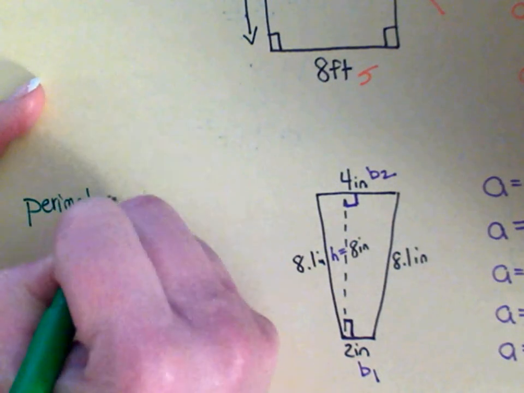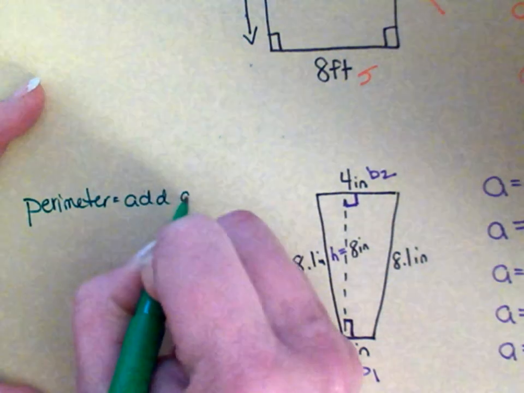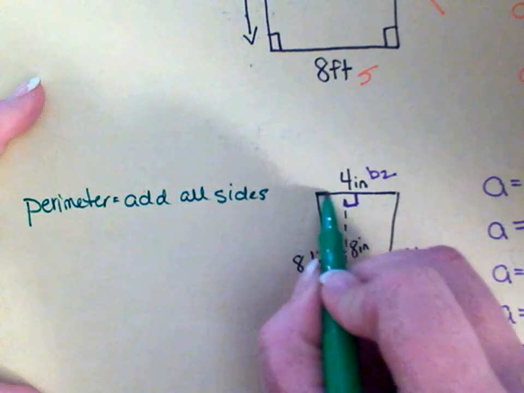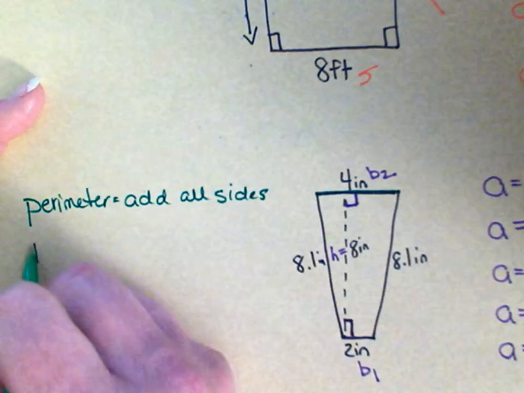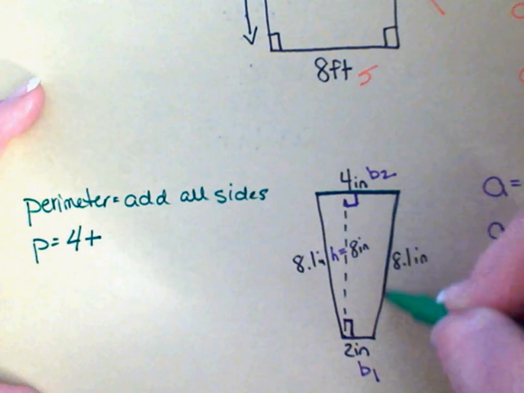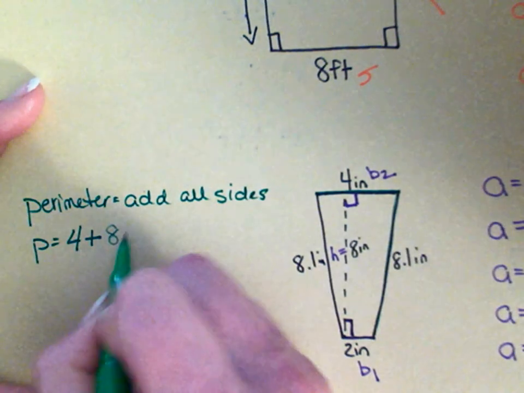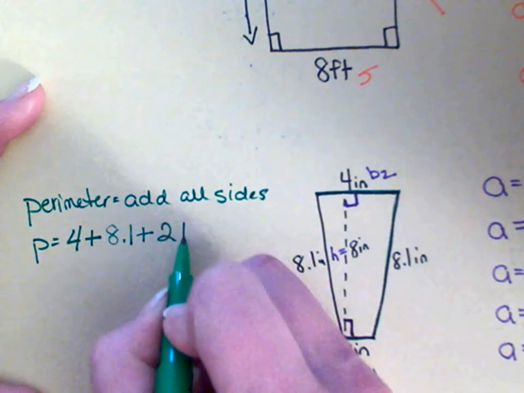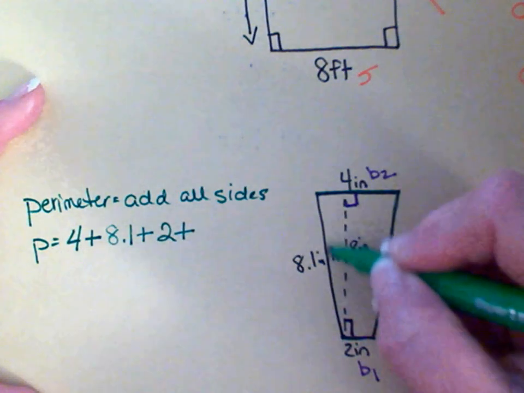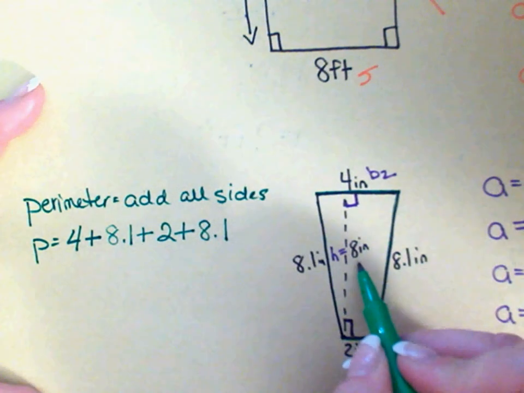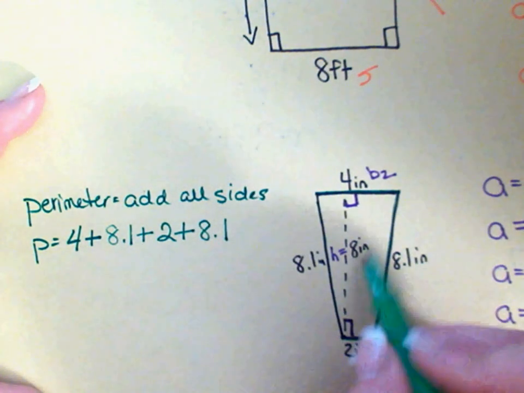So when would we use the slanted sides? Well, we would use the slanted sides if we were looking for perimeter. Okay, I know the video is called area, but let's look at perimeter. The perimeter in any shape simply means add all sides. So we just trace around the outside and put down the numbers that we see.